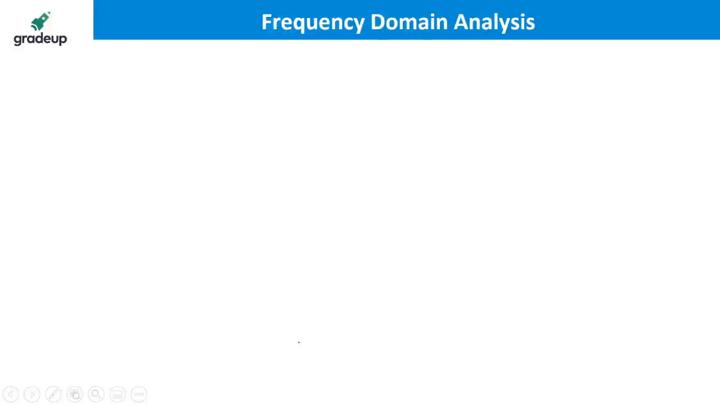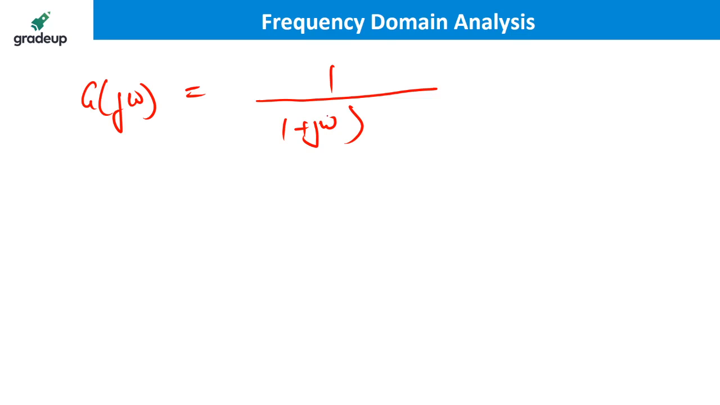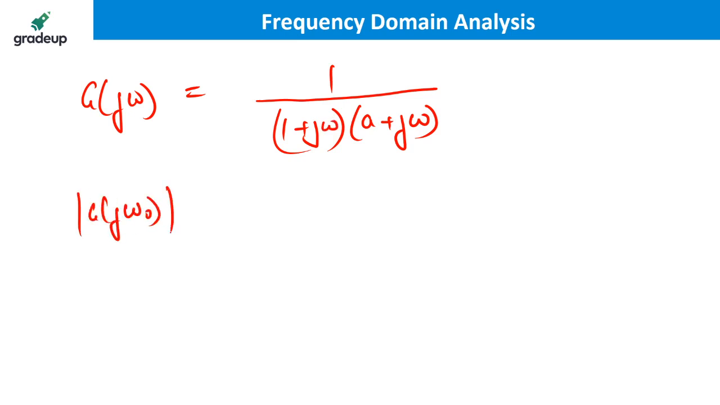Okay. So now let us use G(j omega). Putting s equal to j omega, you get 1 upon s plus a, that is 1 upon a plus j omega. So what is the mod of G j omega naught?